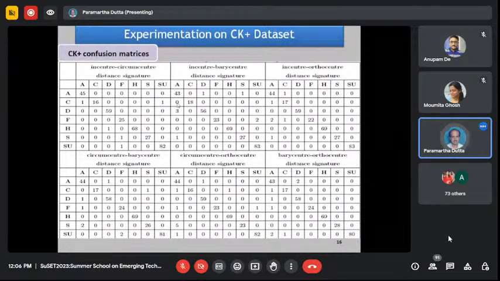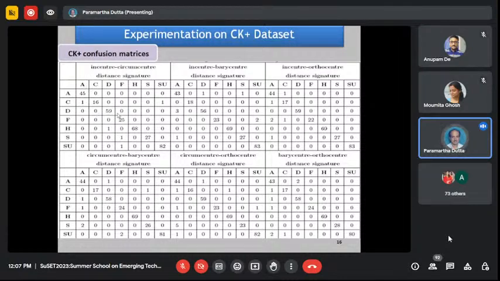So these are the 6 types of situations. One is in-center, circumcenter, and so on. So this is the performance that we obtained. Very interestingly, let me explain. A, C, D, F, H, S, C: these are basically different types of expressions.